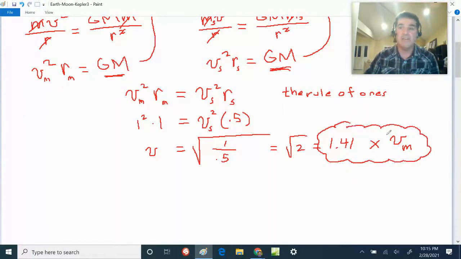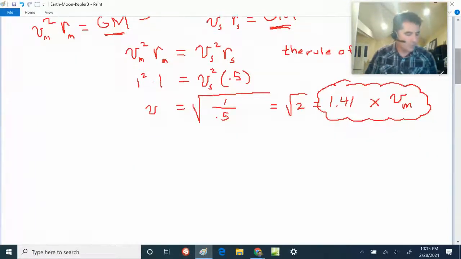It doesn't say how fast is the moon. It doesn't say how fast is the planet. It just says, in comparing to the velocity of satellite A, what would the velocity of satellite B be? And so that's kind of how they would like to ask that question. So let's do a proof on that. How fast is the moon going?